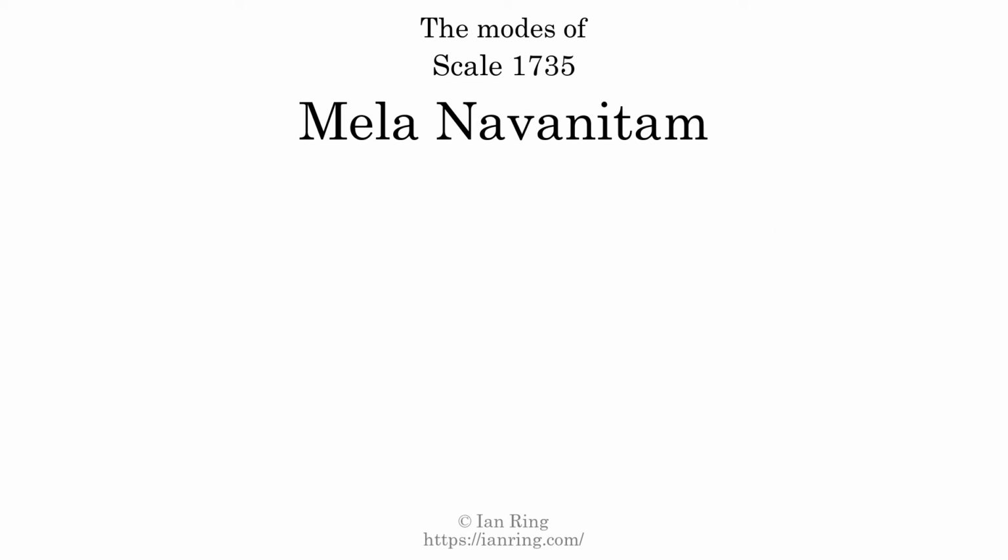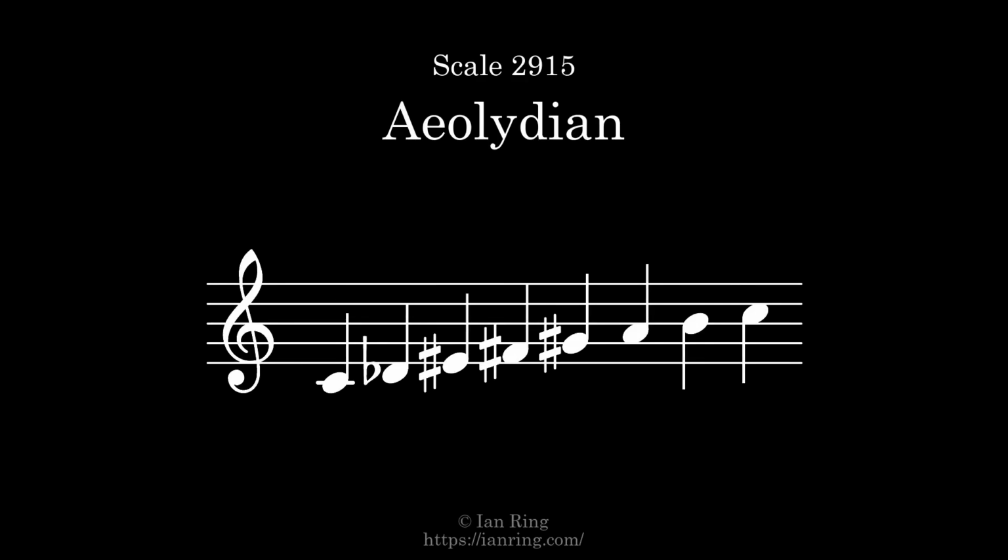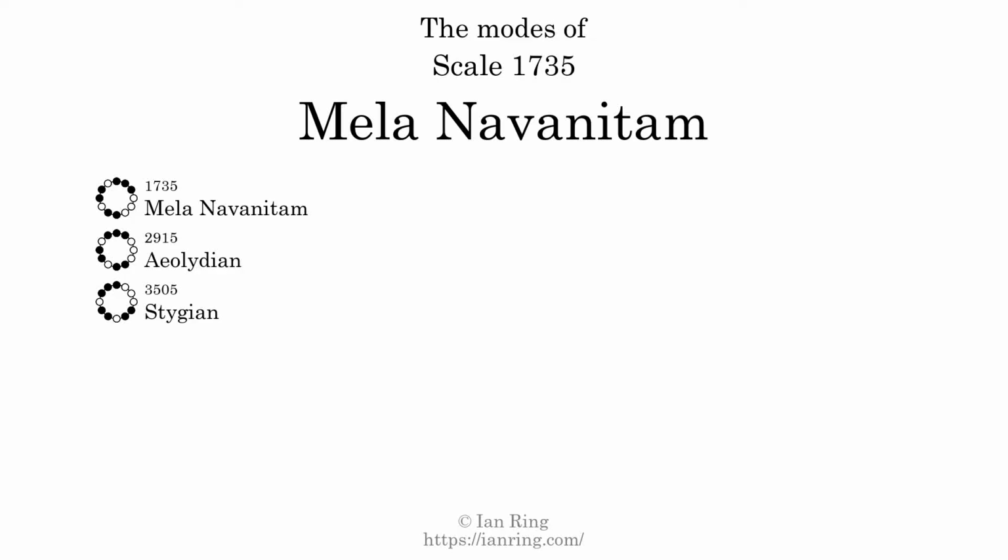This scale has 7 modes. The first mode is itself. The second mode is scale 2915, also known as Euclidean. It sounds like this. The third mode is scale 3505, also known as Stygian. It sounds like this.